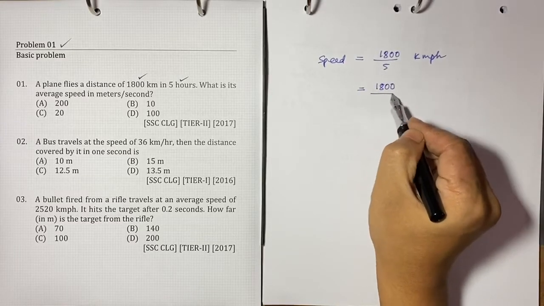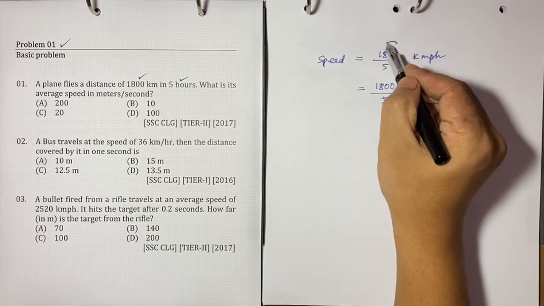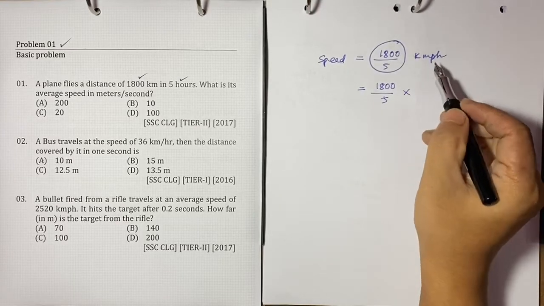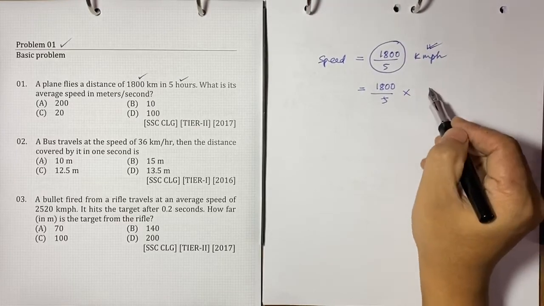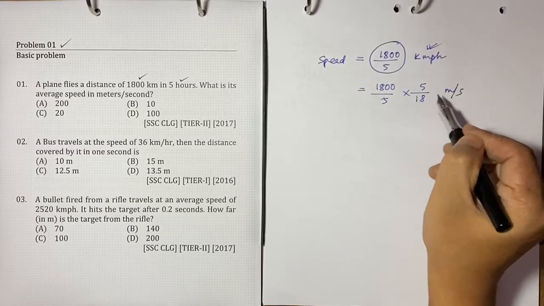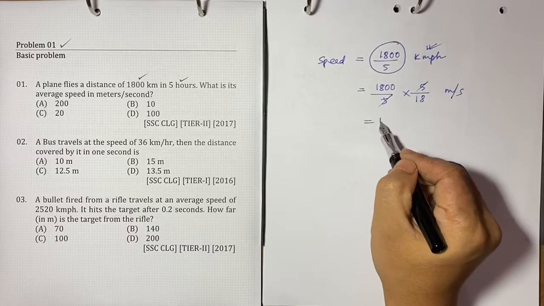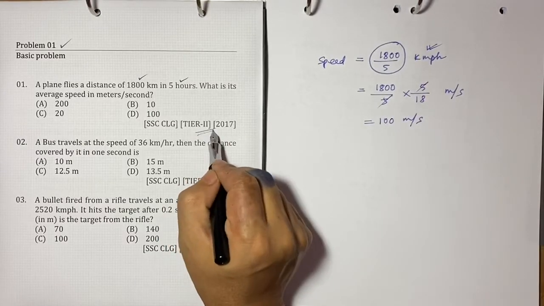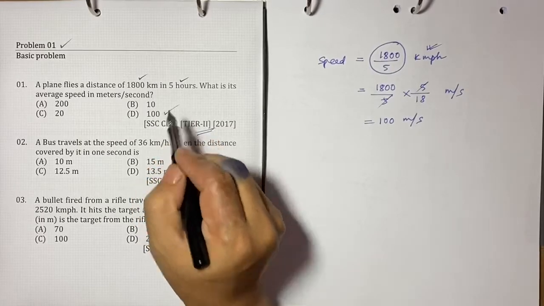We have to convert to meter per second, so we multiply by 5 divided by 18 meter per second. Cancelling, I will get 100 meter per second. It's very simple.